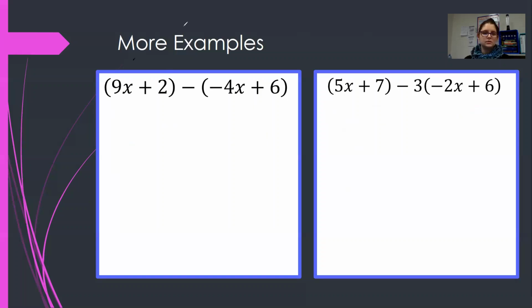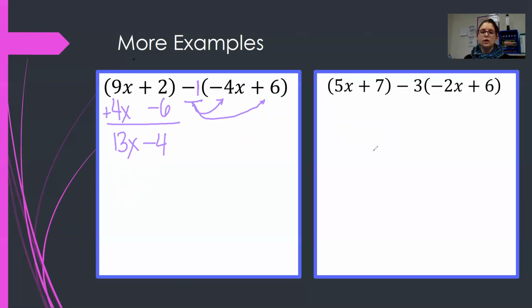Okay, like the others, I'm going to drop in my 1 right here after the subtract and think of this as a negative 1 and distribute it. So negative 1 times negative 4x is a positive 4x. Negative 1 times positive 6 is a negative 6. 9x plus 4x is 13x. Positive 2 minus 6, those are different signs. We're going to subtract. 6 minus 2 is 4, and I have more negatives, and I end up with 13x minus 4.